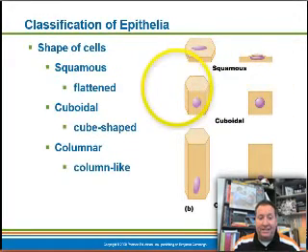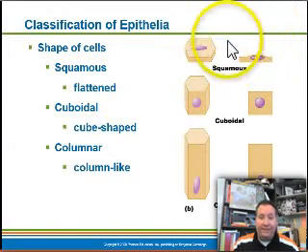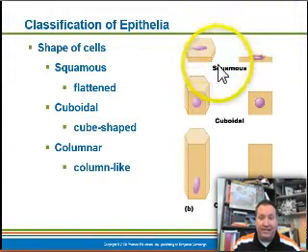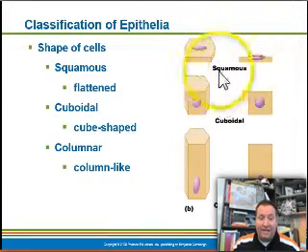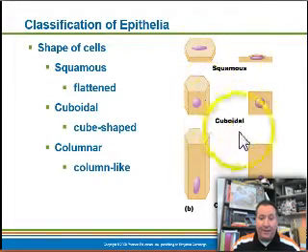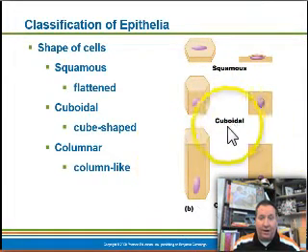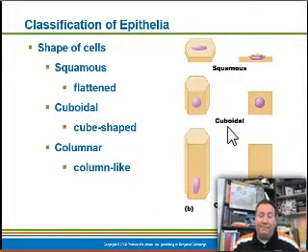Next thing that I have, guys, is that I take a look at the shape of the cells. The three major shapes of epithelial cells are squamous, which is kind of a flat, fried-egg-like shaped cell, the next shape is cuboidal, and the third shape is columnar. So just by knowing these simple things, I can now say that this tissue type is simple squamous. This tissue type is simple cuboidal. This tissue type is simple columnar.